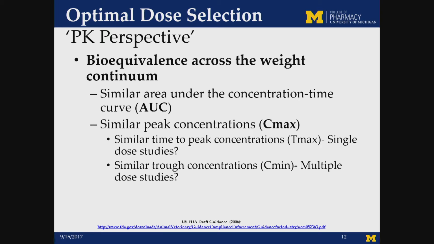So let's think of that dose selection from a pharmacokinetic perspective. And when you think of it from a pharmacokinetic perspective, a key concept is that of bioequivalence. That is, trying to ensure that individuals across the population have similar exposures. And that exposure can be quantified by the area under the curve, that is, assuming having a similar AUC across a population, or having similar peak concentrations, the Cmax.